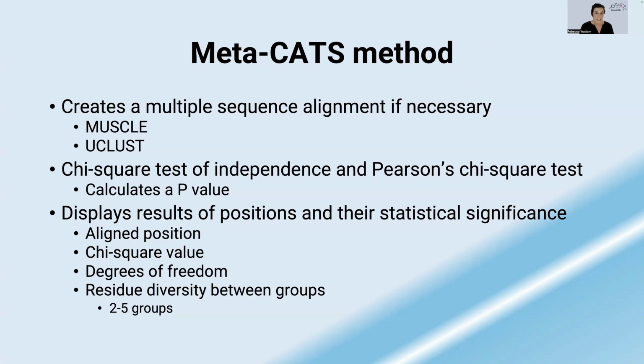It's not like an MSA going to show you all the positions. If they're all the same, if there are no significant differences, it's not going to show you that. It's only going to show you the ones that have statistical significant differences. And in that table, it'll show you the aligned position, the chi-squared value, the degrees of freedom, and the residue diversity between groups. I find this really valuable, so I can look at things more cleanly.